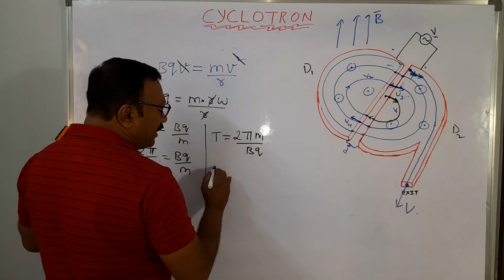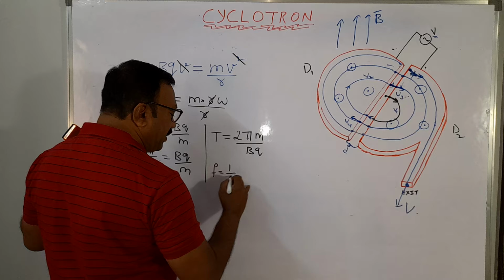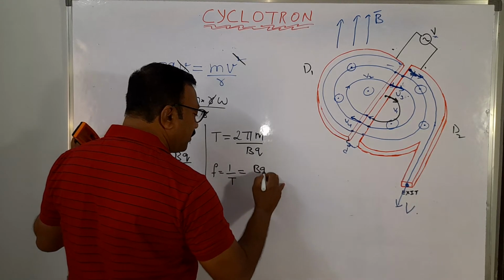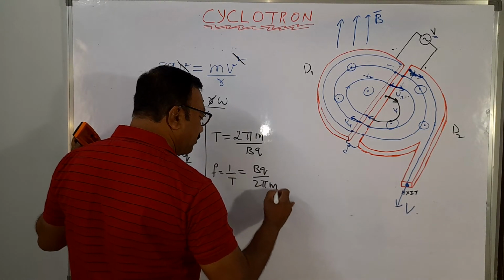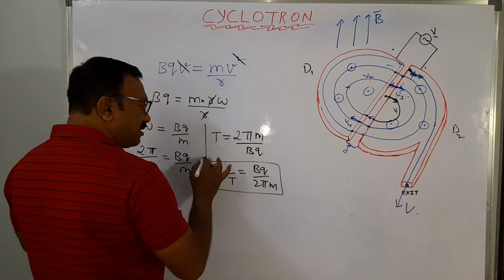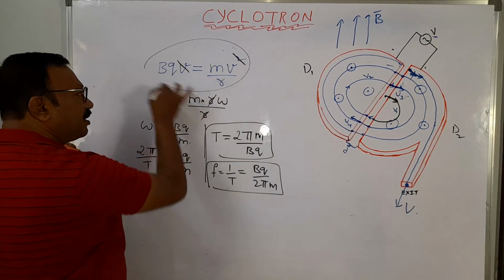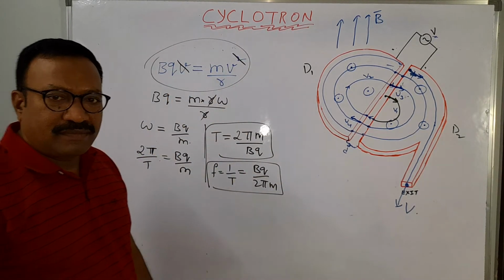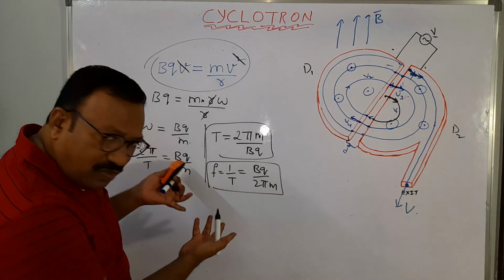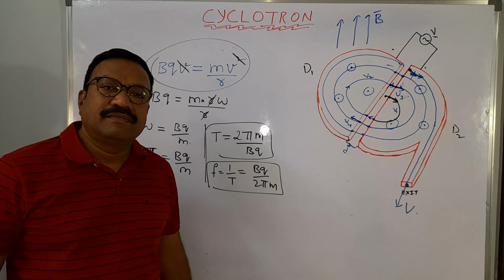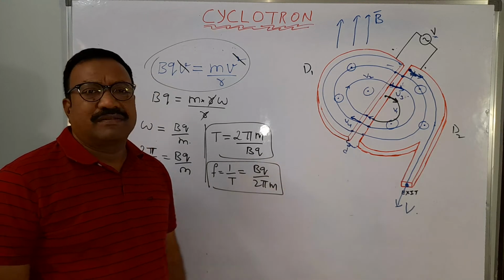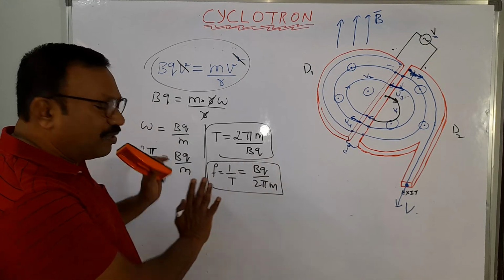And the reciprocal of the time period is nothing but the frequency. So that is nothing but BQ divided by 2 pi M. Are there any new formulas? You know this already, no? This condition you already know. We already discussed all this in previous lectures. So is there any new formula for you? No. There are no new formulas in the cyclotron. Only what you have already learnt will be used.